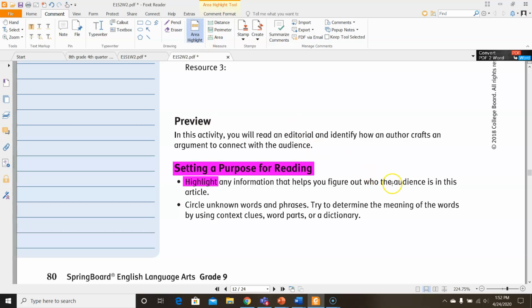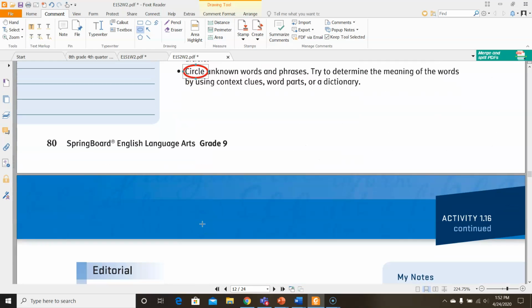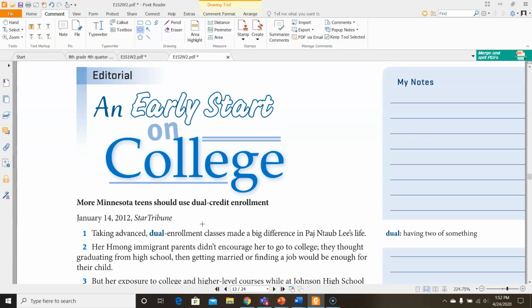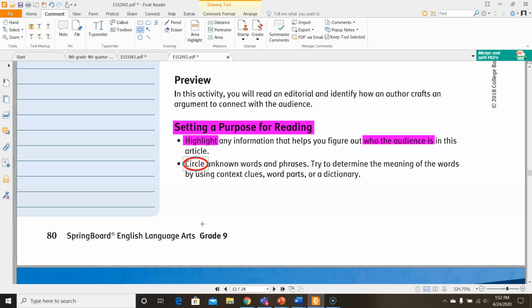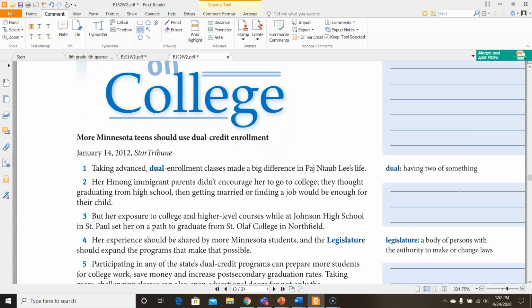All right, so I'm going to use my highlight tool. And we're going to circle unknown words and phrases, trying to determine what those words mean by using context clues, word parts, or a dictionary. So, this editorial is called An Early Start on College. I'm going to read the first few paragraphs with you and demonstrate how to annotate, and after that, I want you to annotate the rest of it, and then meet me down in the question section so that we can go over those together. So, again, we're going to be highlighting anything that tells us who the audience is and circling unknown words and phrases.